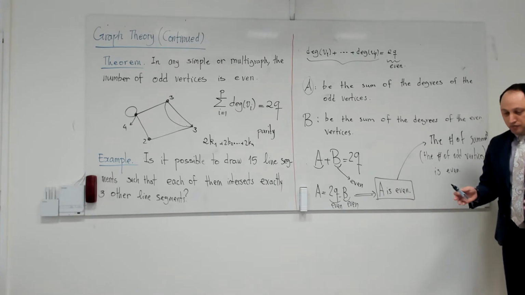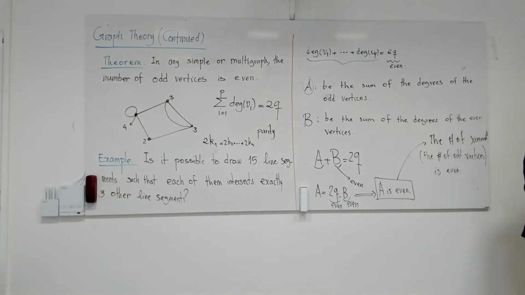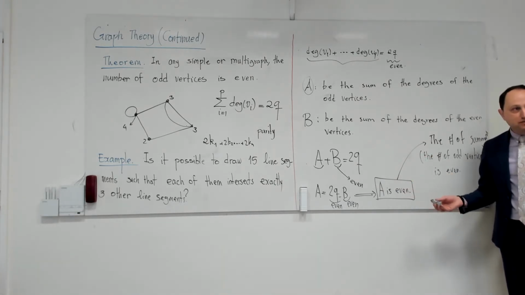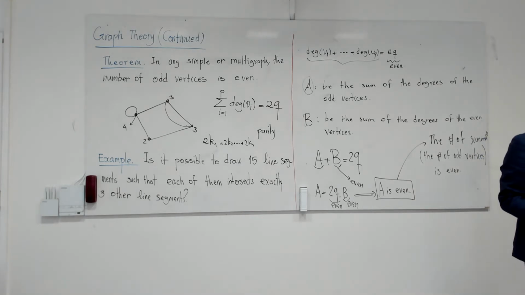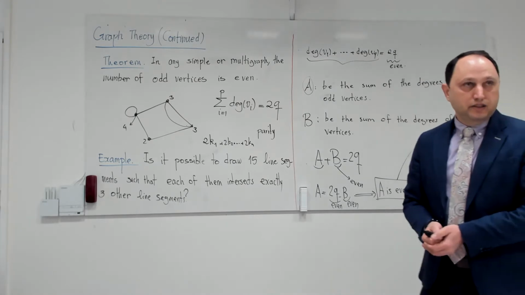But A is a sum of a bunch of odd numbers, and I know the sum is even. This cannot happen unless the number of summands itself is even. Because if I have an odd number of odd numbers and I am adding them, the result will become an odd number at the end. Yes? Is that clear?